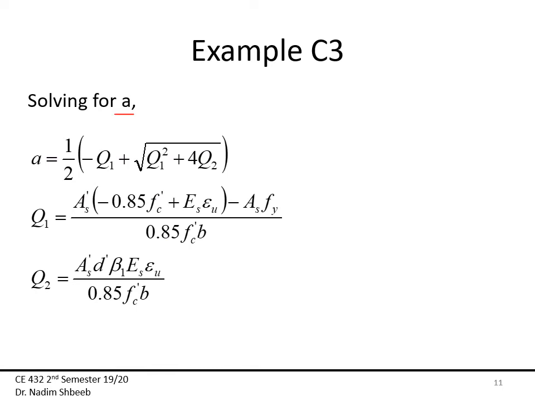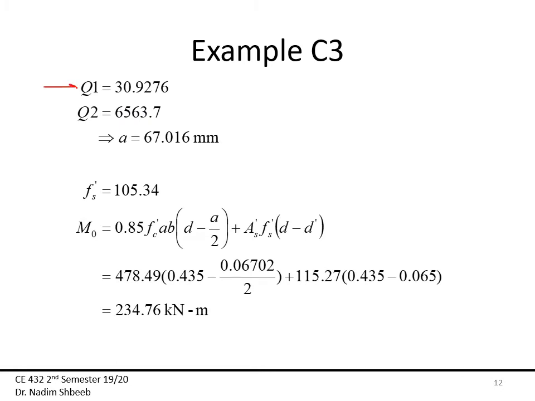I will solve for A, and now this is the solution for A, where Q1 is equal to this, and Q2 is equal to that. Again, since these equations will be made available to you during the exam, you don't have to really worry about them. So calculating now Q1 based on the information that I have, and Q2, I found A to be 67.016 millimeters. From that, I was able to calculate the F prime S to be 105.34. Again, proving the point that the compressive steel did not yield.